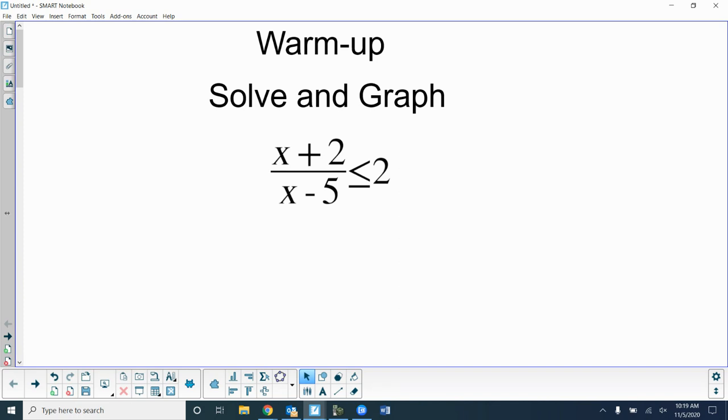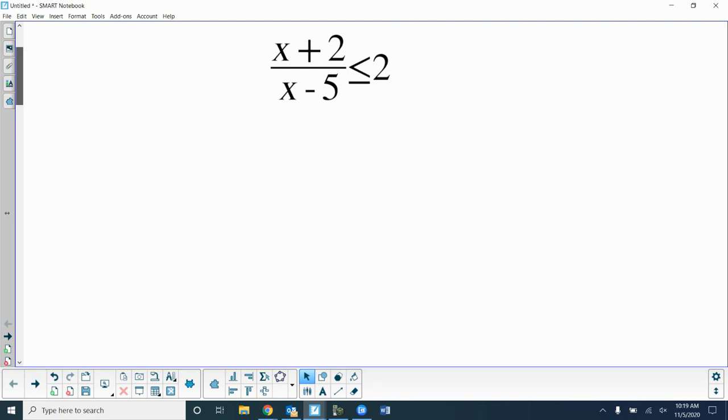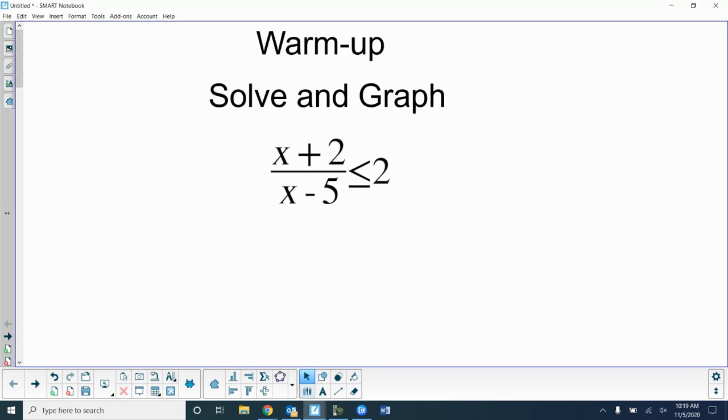Let's focus for a few minutes so we can get ready for tomorrow's quiz. This first one was like number 5. That's going to be on our quiz and on our practice quiz. You want to, first of all, move the 2 over so that you have 0 on the other side of the equation.